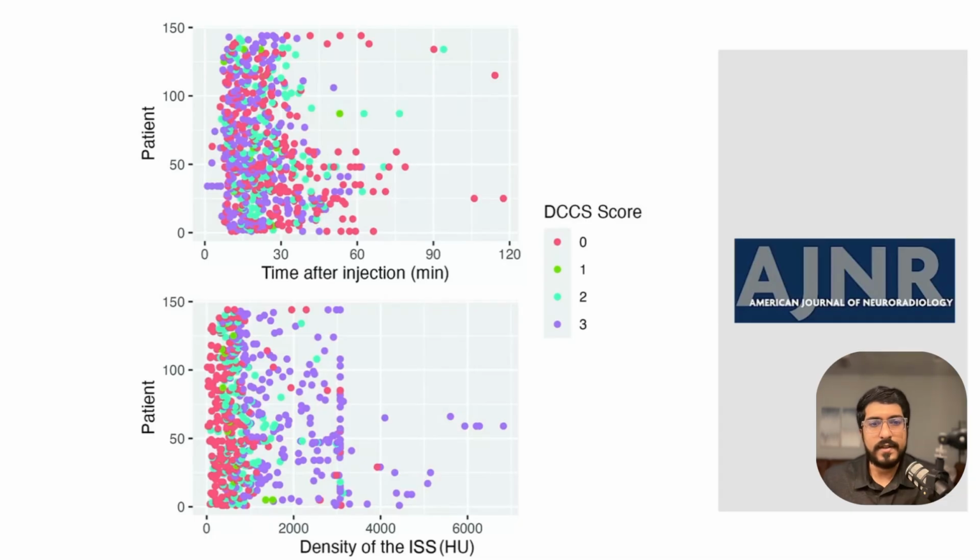Statistically, both higher contrast density and shorter acquisition time were associated with improved visualization of CSF venous fistulas. However, when all variables were analyzed together, contrast density had a substantially larger impact than timing. In fact, the effect of density was approximately 4 times greater than the effect of acquisition timing. For every 100 Hounsfield unit increase in contrast density, the likelihood of detecting a fistula increased by about 14%.